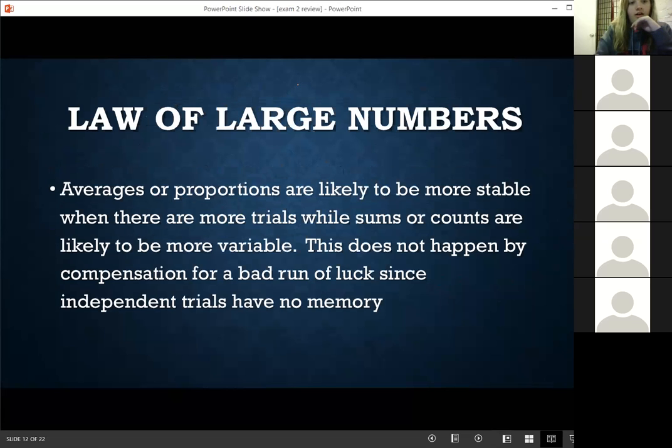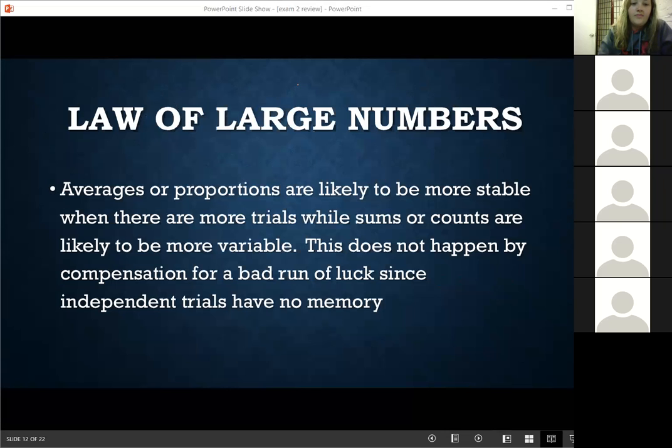Okay, and then our law of large numbers, basically all that is talking about averages or proportions, and how stable we think they would be when we have more trials. The main idea is that the averages or proportions are going to be more stable if you have more trials. However, the sums or the counts are going to be more variable with those large trials. So that's the main idea of law of large numbers.